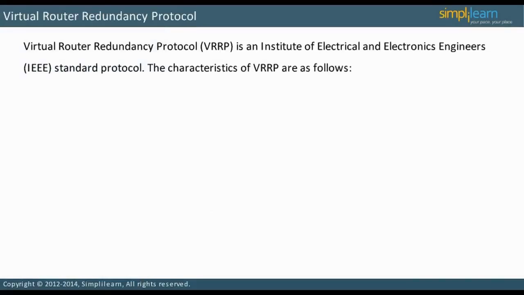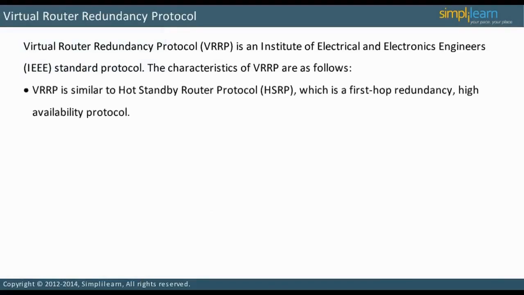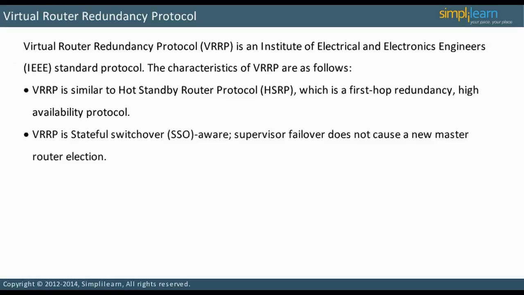Virtual Router Redundancy Protocol is an IEEE standard protocol. VRRP is similar in many ways to HSRP, which is a first-hop redundancy, high availability protocol. VRRP is SSO aware. This means supervisor failover does not cause a new master router election.